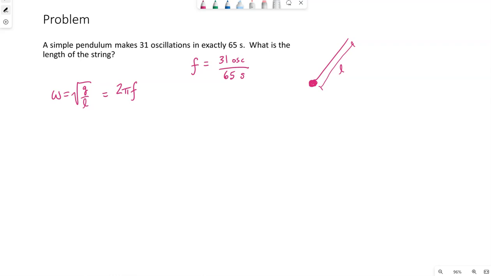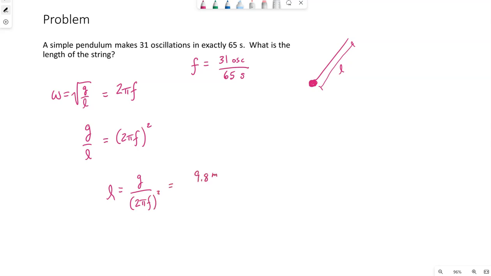So let's go ahead and solve our equation symbolically. If I square both sides, that leaves me with g over L on the left, and then 2 pi f, all squared. We're looking for length, so I need to cross multiply, and the length ends up being g over 2 pi f, squared.